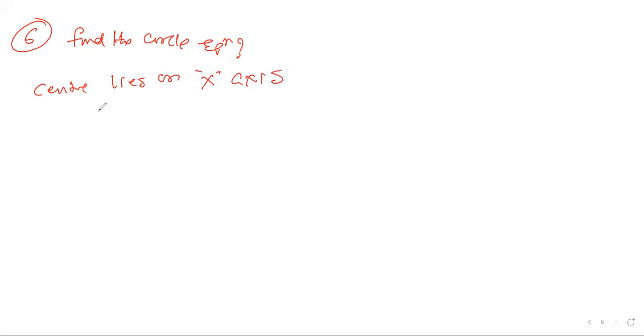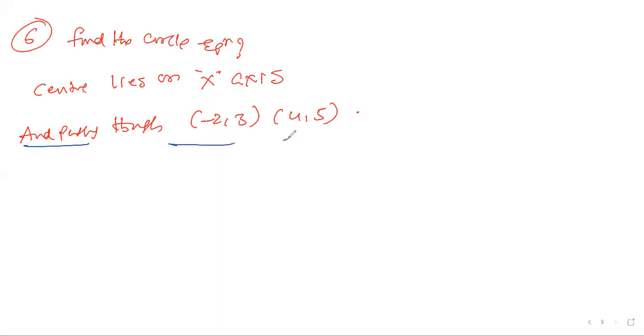And passing through, they mentioned 2 points. What are those? (-2, 3) and (4, 5). This is the data mentioned. Okay, simple. The circle is passing through 2 points, and the center lies on the x-axis. It's very clear.